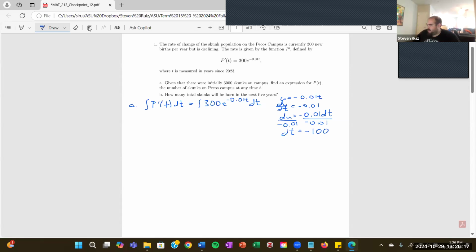Let me make sure I don't miss a factor of 10, because that happens to me sometimes. 1 divided by 0.01 is 100. So dt equals negative 100 du. So now I can use this to transform this integral. So now I'm going to rewrite this integral like this.